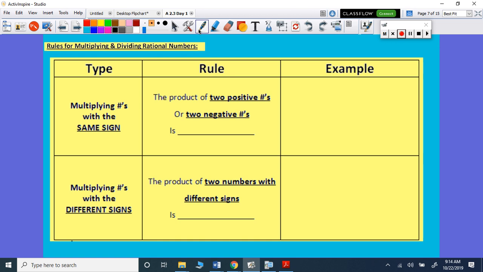What is it, Michaela? Two positives, two negatives? Is it a positive or negative? You guys get a 50-50 chance. If I multiply this times this, or this times this, what is my answer, Nathan? Positive. You are so good.